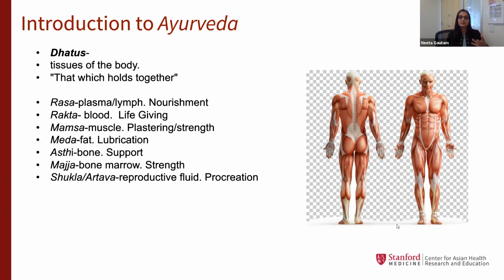Each one in turn derives nutrition from the digestive system and then passes on the nutrients to the next tissue. So not only is this order important, but if there's a disruption somewhere along the way, that can affect not only that tissue, but the quality of the tissues further downstream.